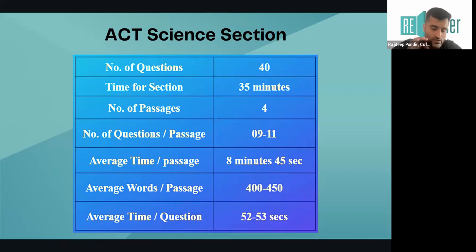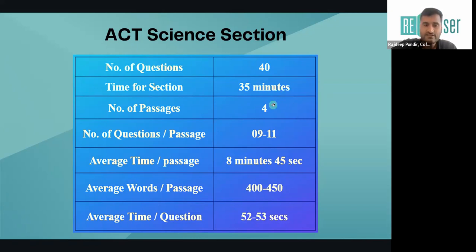So I think one of the most important myths here is that the ACT science section does not entail any science. It's largely a reading section. It's a science-based reading section. So you're reading science-based passages and answering the questions. So even if you are not a science student, don't worry, you will not struggle with this section. But yes, if you have done science, I think you will have an advantage because you might end up doing better here. But even if not, it's completely fine, right?